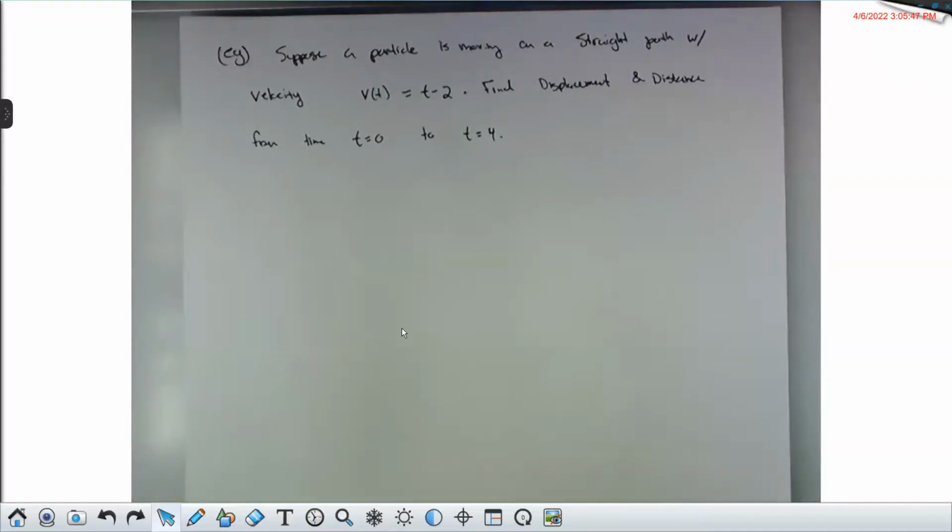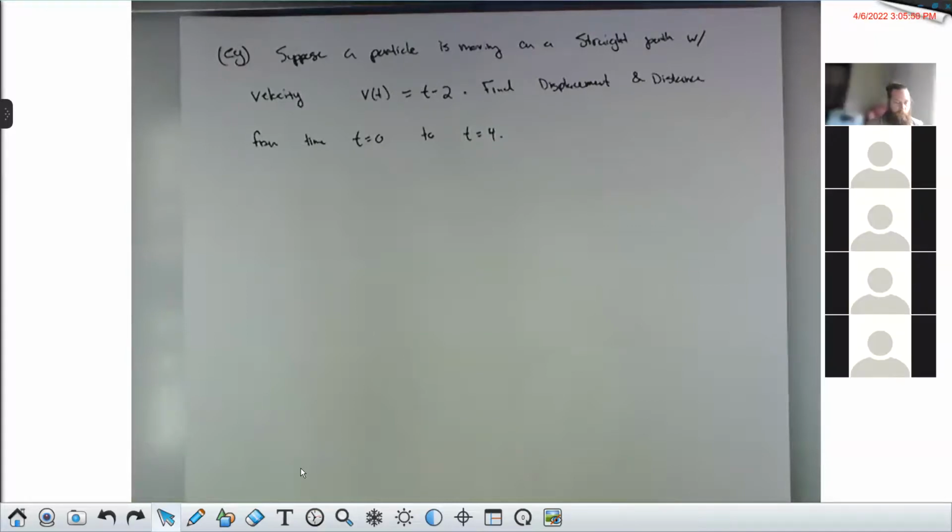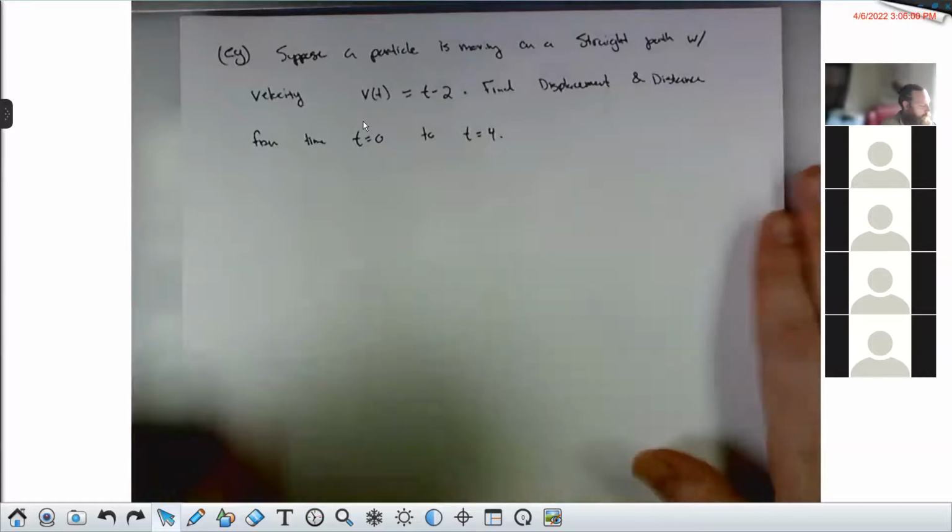I'm going to set this up and solve it the way I would expect you to solve it on an exam or in the homework. And then we're going to explore a little bit more deeply why it's set up that way. And then we'll look at a harder problem. First, the displacement.